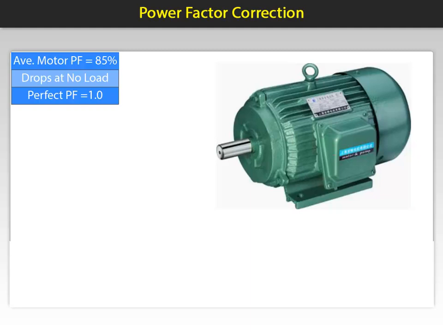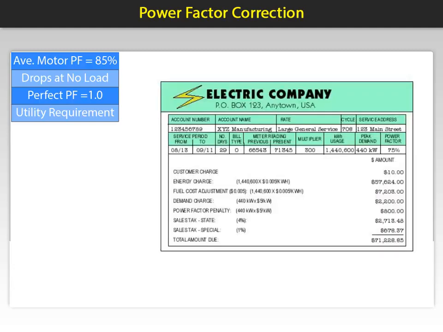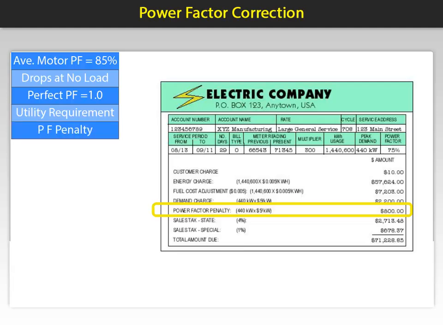Most utilities typically require a power factor level between 0.90 and 0.95 from their commercial customers, meaning if a customer's power factor falls below this range, they are subject to additional charges on their electricity bill. The extra charge is based on how much their power factor deviates from the required level. This is known as a power factor penalty.